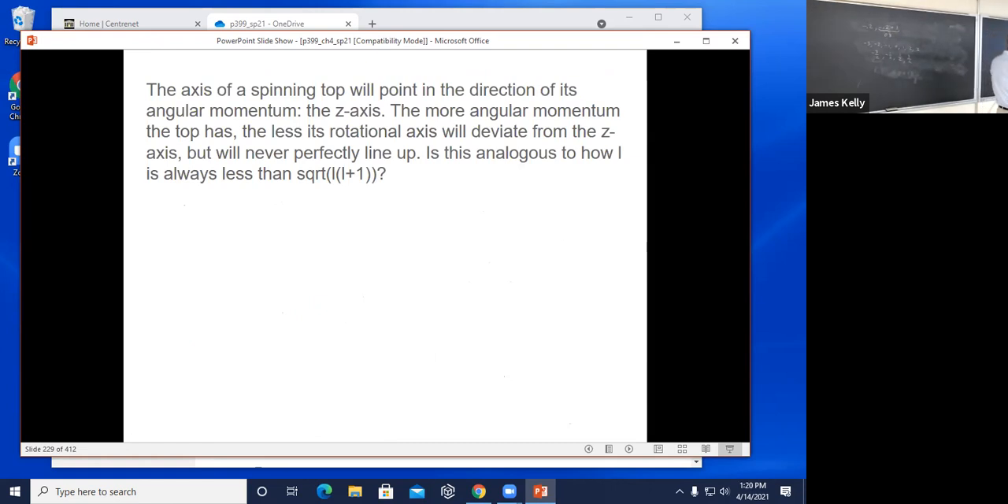Here's another reading response question. The axis of a spinning top will point in the direction of its angular momentum, the Z-axis. The more angular momentum the top has, the less its rotational axis will deviate from the Z-axis, but will never perfectly line up. Is this analogous to how we think about how L is less than the square root of L times L plus 1? I would say no in this case.